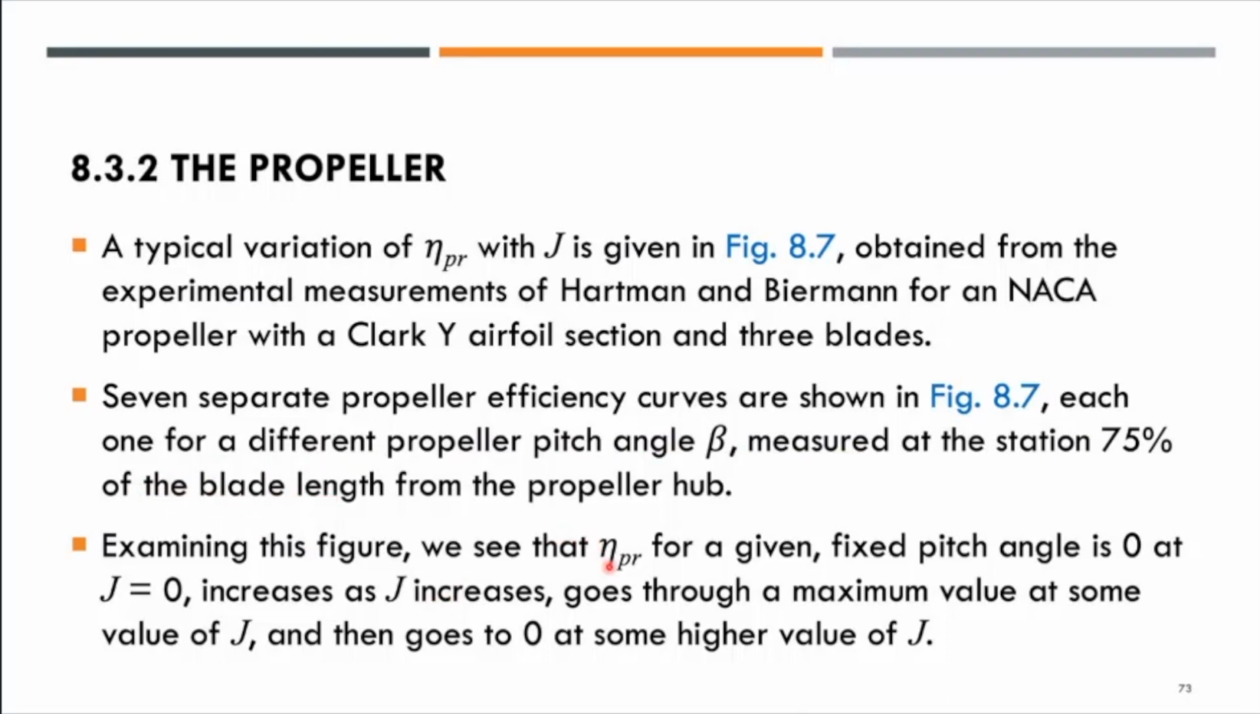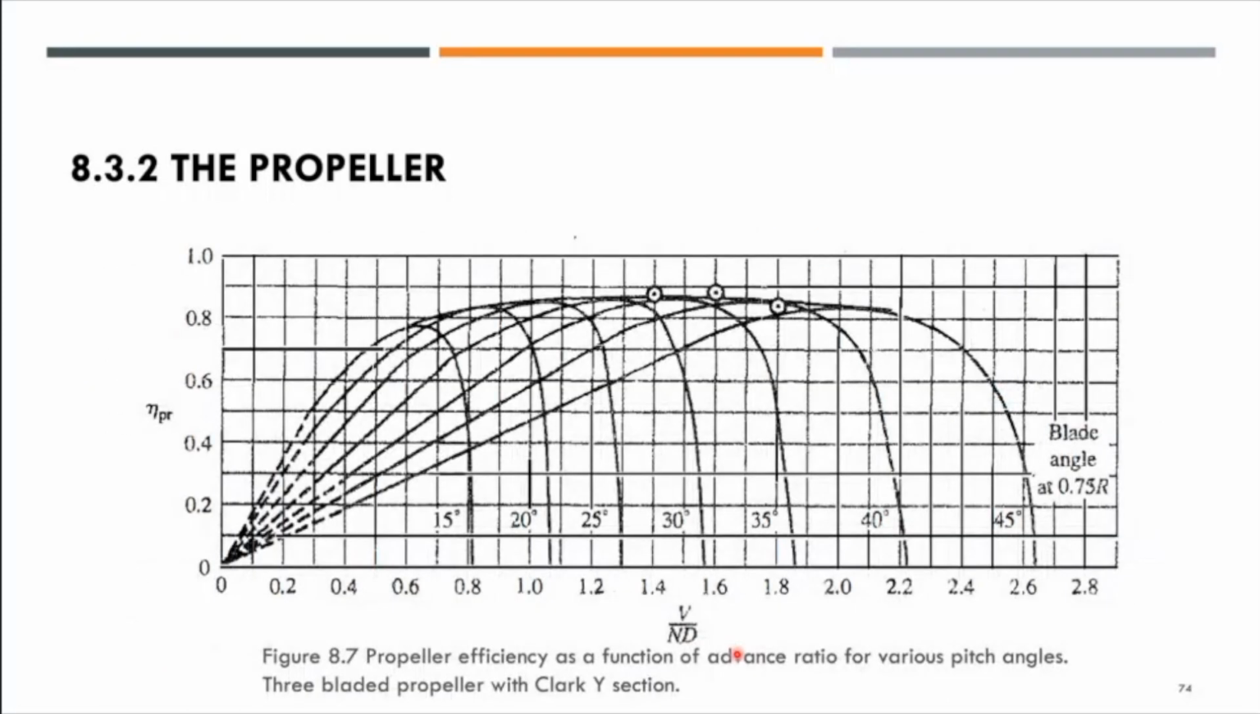Examining this figure, we can see clearly that the efficiency of the propeller for a given pitch angle beta is 0 at advance ratio equal to 0, increases as advance ratio increases, goes to a maximum value at some value of J, and then goes back to 0 at some value of J. So you can see here, zeta PR, what I mentioned just now, it grows to the maximum and then goes back to 0, okay? For different sets of blade angle.